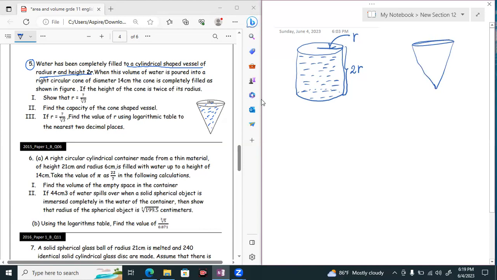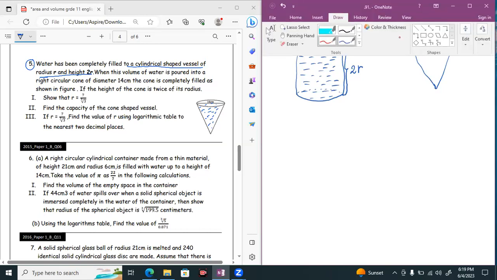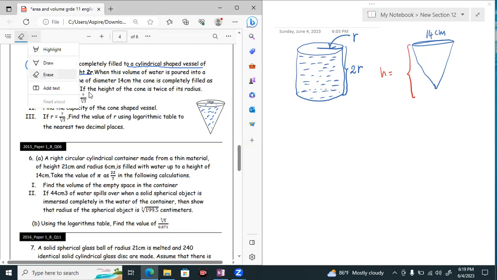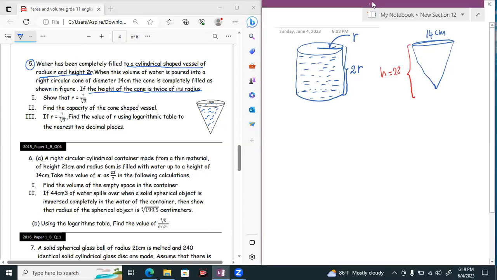Diameter is 14 centimeters. If the height of the cone is twice of its radius, then its height is equal to what? Twice its radius. To which radius? The cone's radius, no? Cone එකේම radius වගේ දෙගුණයක් කියලා දීලා තියෙනවා. Then what is the height of the cone? Can you tell me the height of the cone? 14 centimeters, because they have mentioned that it is equal to twice its radius. Twice its radius means it is equal to its diameter.